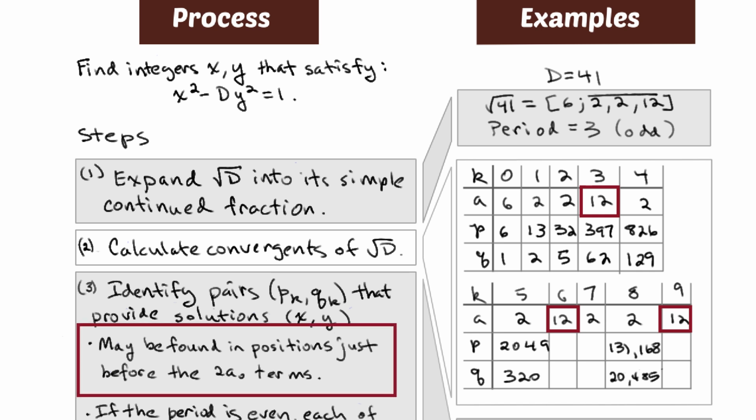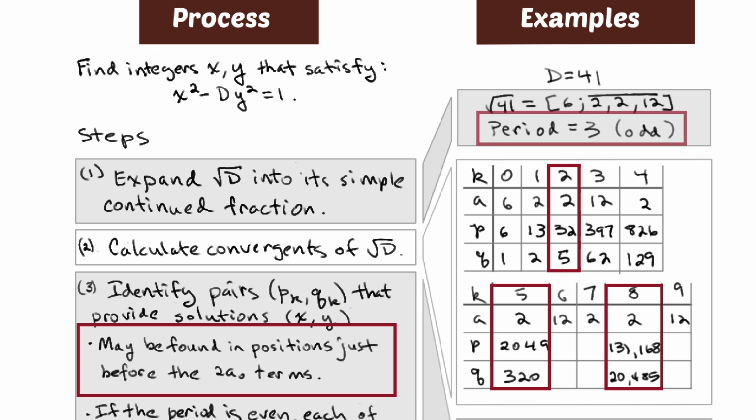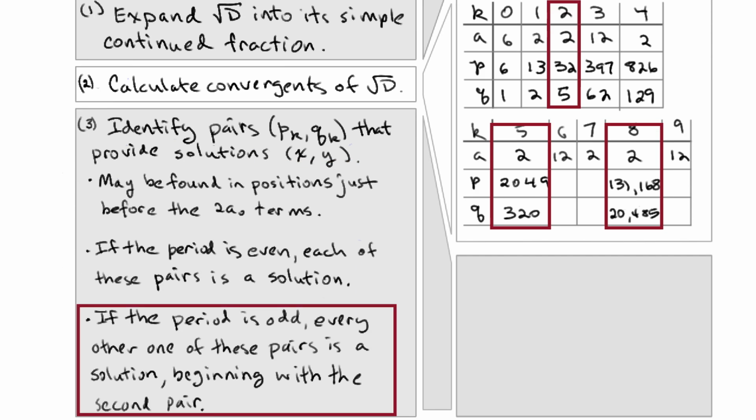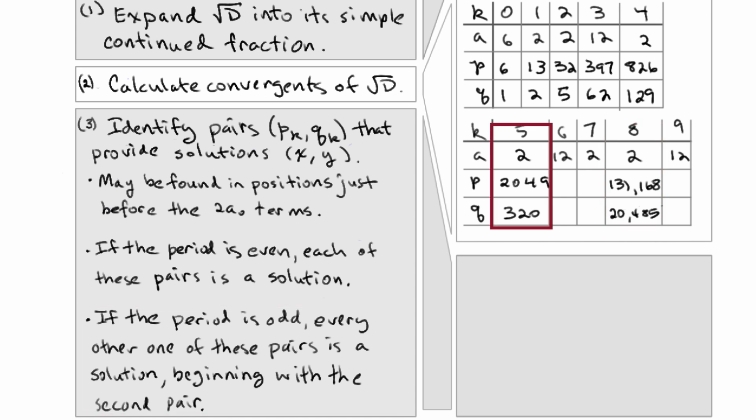The solutions may be in the PQ pairs in the columns just before the 2 times a0 terms, in these columns. But this time the period is odd. Let's look at the process and recall how to handle this. Every other pair is a solution, beginning with the second pair. So we'll ignore the pair in the column just before the first a0 term, and this column is the first one with a solution. We ignore this one, and the next column that would have a solution would be in the column for k equals 11.